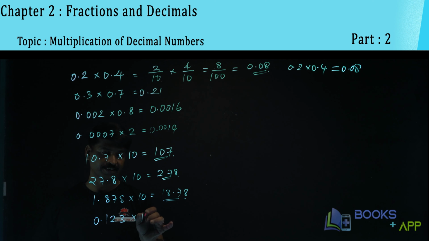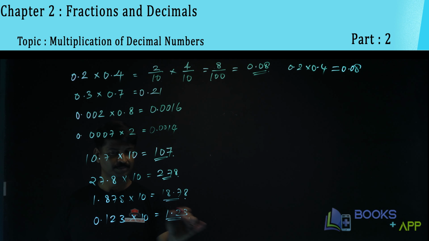0.123 into 10. What is the answer? Yes, this decimal will jump here, isn't it? So it becomes 1.23. Another one.